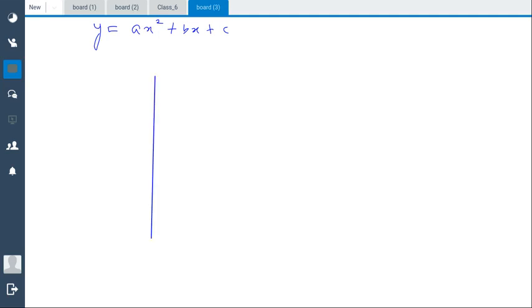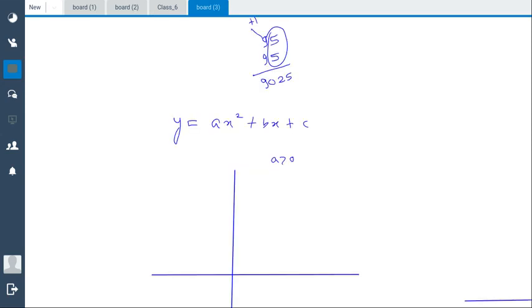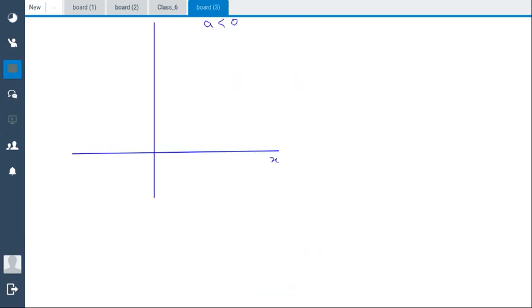If I'm making the graph of this equation, it is something like this. I'm taking two graphs: one for A greater than zero, and this graph for A less than zero, okay? So for A greater than zero, how do you get the graph? Opening upward. You know this thing? And for A less than zero, how do you get the graph? Something like this.